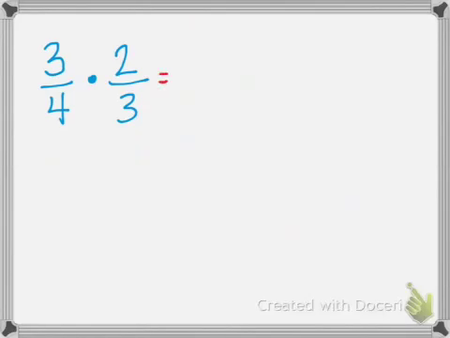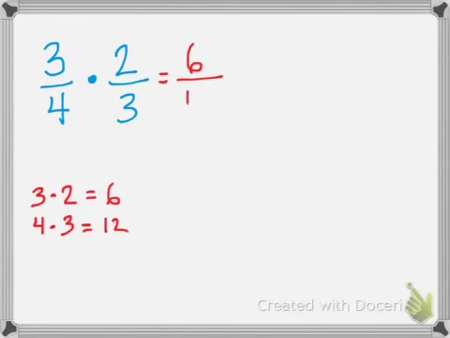So the steps were, first of all, multiply the numerators. So my numerators are 3 and 2, so 3 times 2 will give me 6. Step 2, multiply the denominators, so 4 times 3. My denominators are 4 and 3, so 4 times 3 will give me 12. And then step 3 was to simplify if necessary. I know I need to simplify because there is something that 6 and 12 have in common.